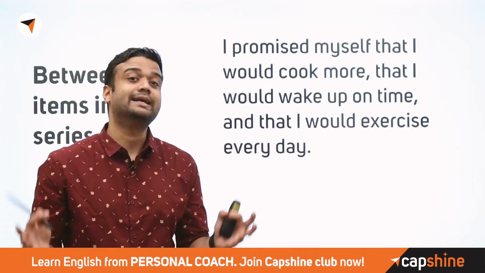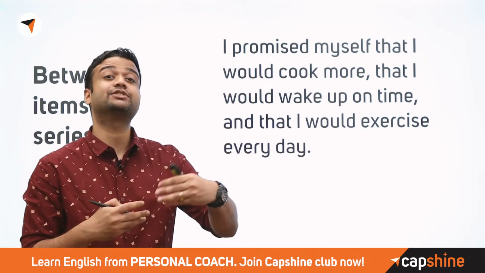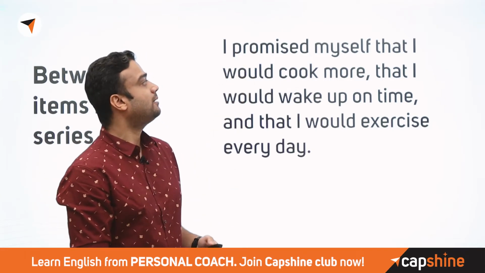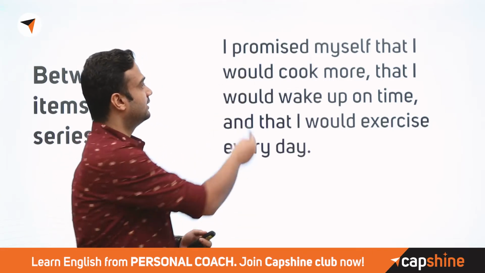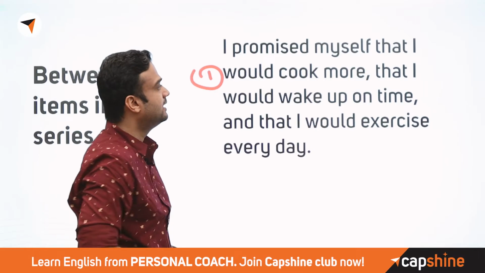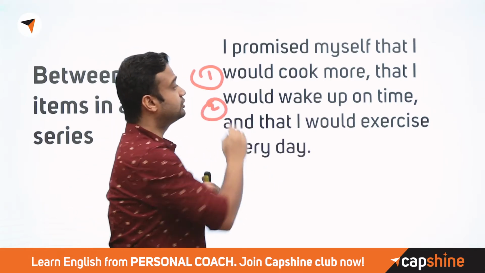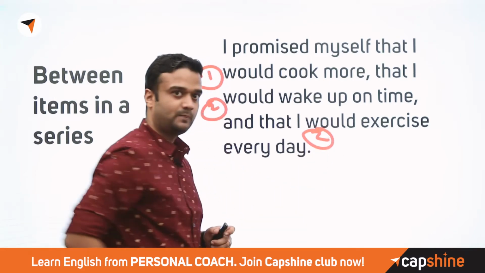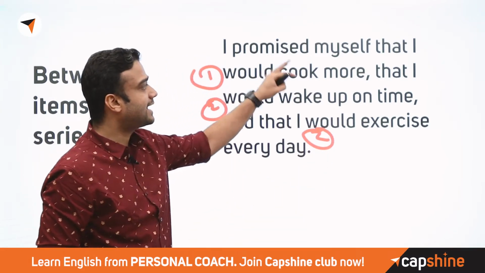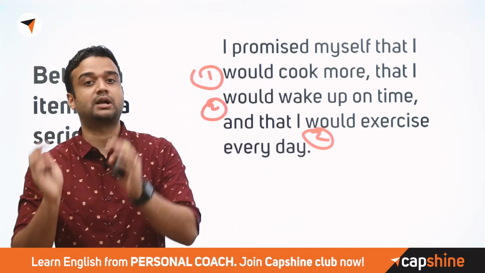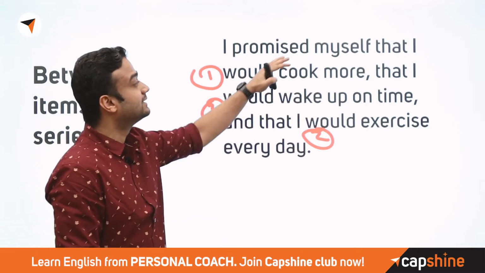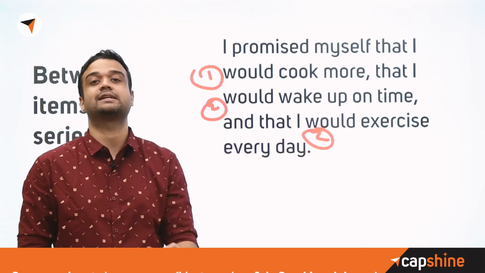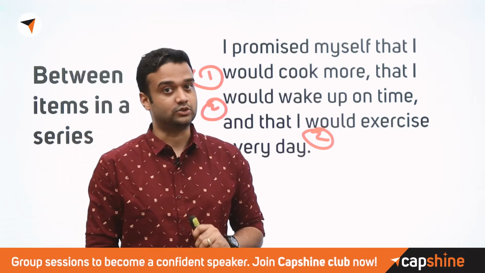There are a few other kinds of series as well. So if it's a series of thoughts, for example, or a series of actions, in this case: I promised myself that I would cook more, right? So you promised that you'd do one thing, you promised that you would also wake up on time, and that I would exercise every day. So notice how it's not just apple, bananas, and whatnot. It's a complete thought in itself, and when I give that in a series or a list of items, I use a comma there as well.